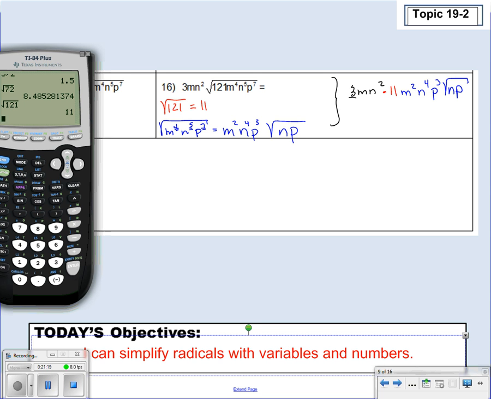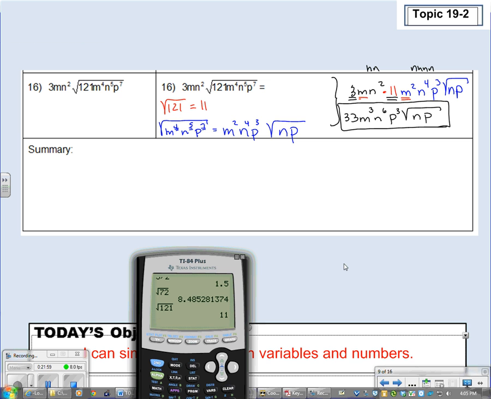So putting it all together, 3 times 11, that's 33. M times m squared, that gives me a total of 3m, so m cubed. N squared, that's 2 of them, n to the 4th, that's 4 of them, so that's a total of 6. That'll be n to the 6th. And then last but not least, we still have a p cubed. And then I have what's under the radical, n and p. So our answer is this long thing, 33, m cubed, n to the 6th, p cubed, and then under the radical, n and p.